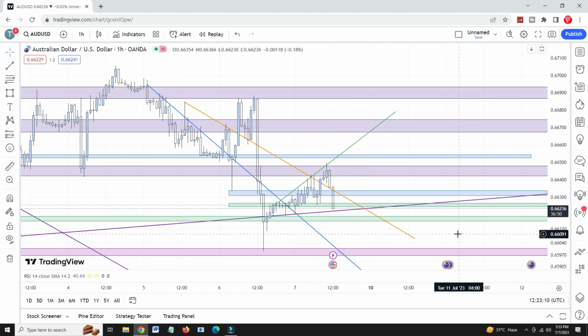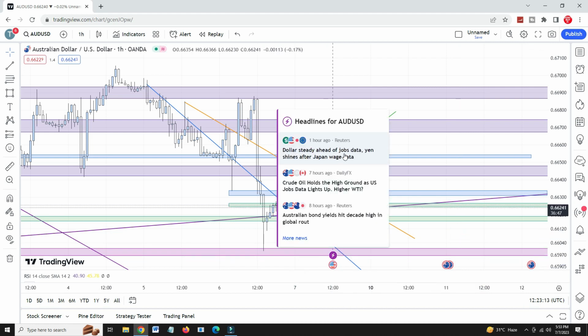This is going forward. 1 hour ago: dollar steady ahead of jobs data. Yen shines after Japan wage data.